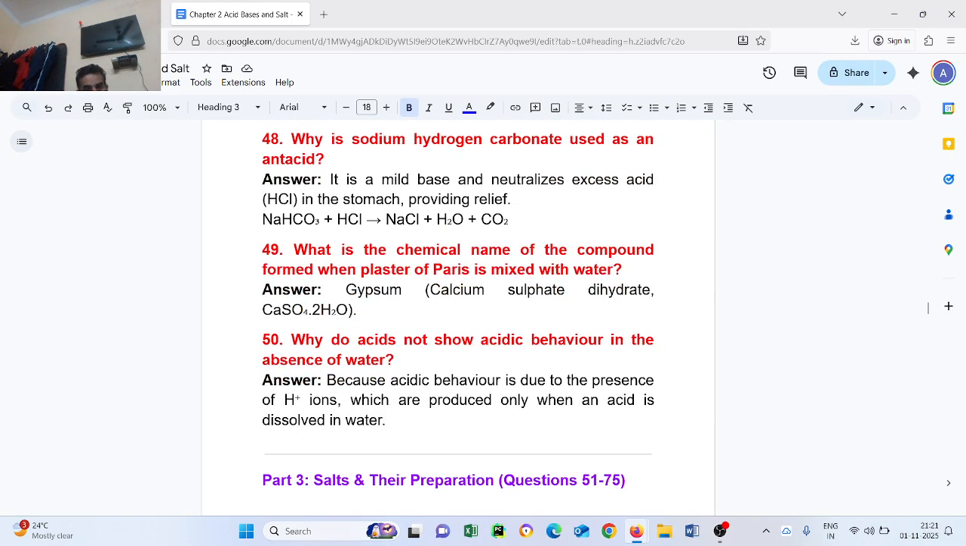Question number 50. Why do acids not show acidic behavior in the absence of water? Because acidic behavior is due to the presence of hydrogen ions, which are produced only when an acid is dissolved in water.